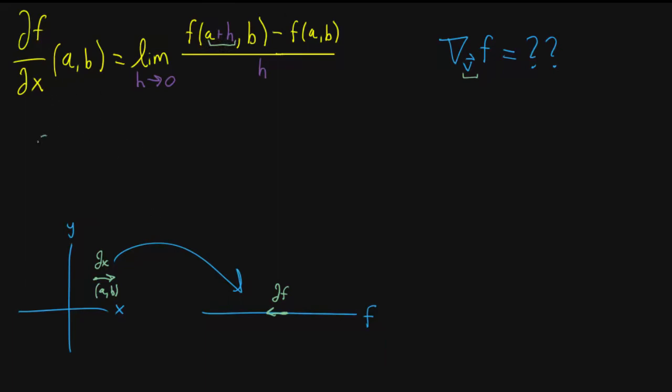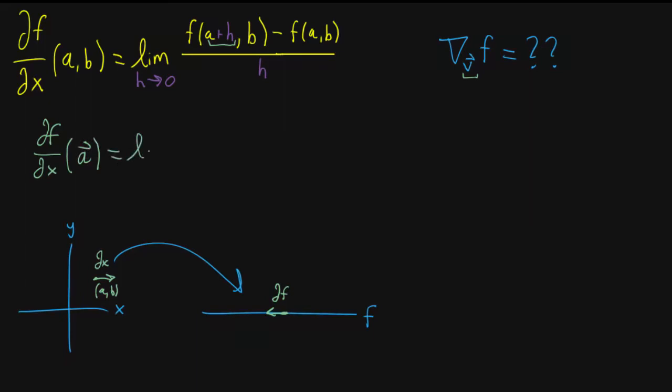So I'm going to write this in a slightly different way using vector notation. Instead, I'm going to say partial f, partial x. And instead of saying the input is (a, b), I'm going to say it's just a, and then make it clear that that's a vector. And this will be a two-dimensional vector. So I'll put that little arrow on top to indicate that it's a vector.